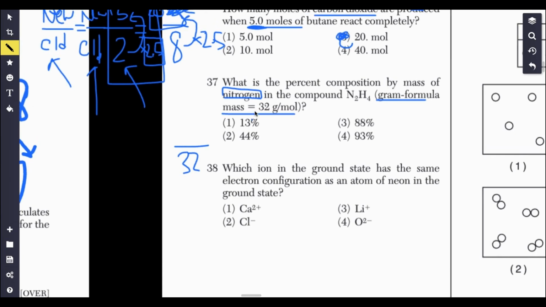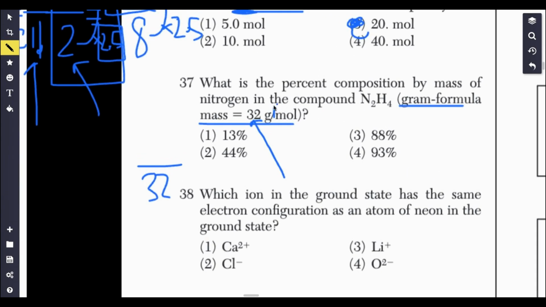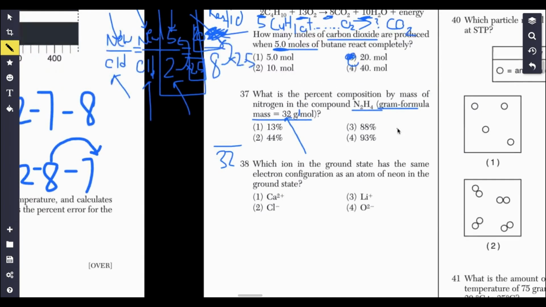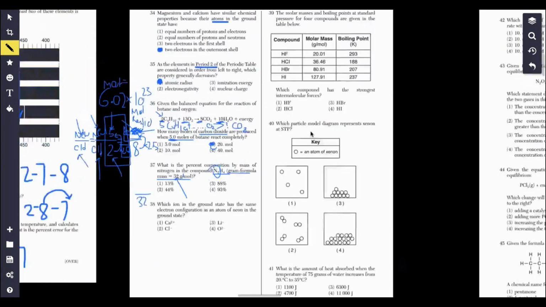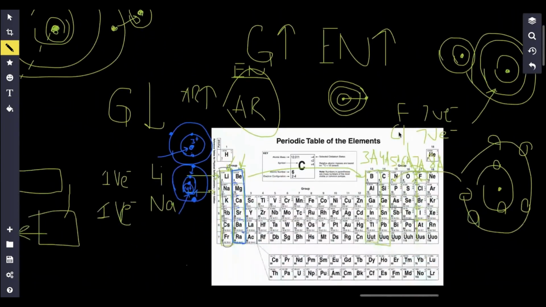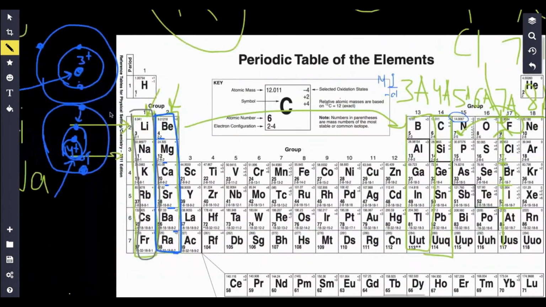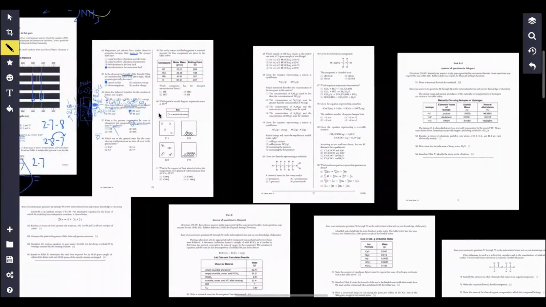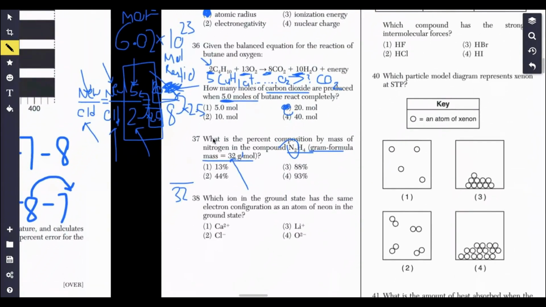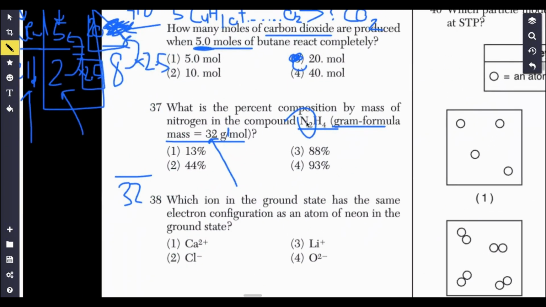So this is basically saying if the total thing weighs 32 grams for every 1 mole, well, how much of the weight is made up of nitrogen, essentially, right? How much does nitrogen contribute to the weight of N2H4? Nitrogen has a molar mass. If you look at the periodic table, nitrogen has a molar mass of around 14 grams per mole. So if we have 14 grams of nitrogen, that's going to be the same as 1 mole of nitrogen, right? 1 mole of nitrogen weighs 14 grams. Now, because we have 2 nitrogens here, we have to multiply this 14 by 2.